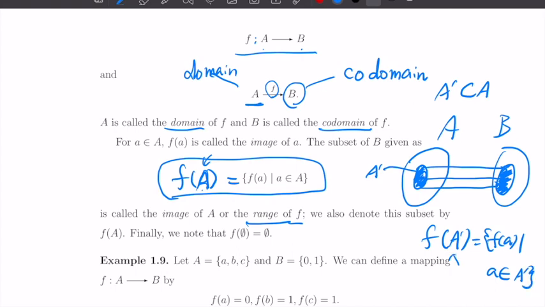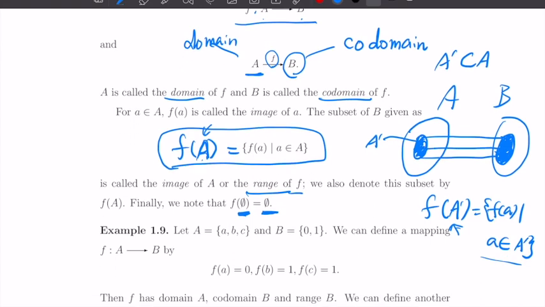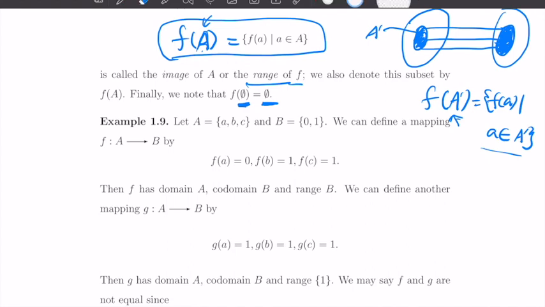Okay. So this argument of F can be an element of A, in that case, which describes the mapping itself. And also, this argument can be a subset of A. In that case, it defines some subset of B. Okay? And when this subset of A happens to be the empty set, then we define its image as the empty set. Okay, let's see some examples.